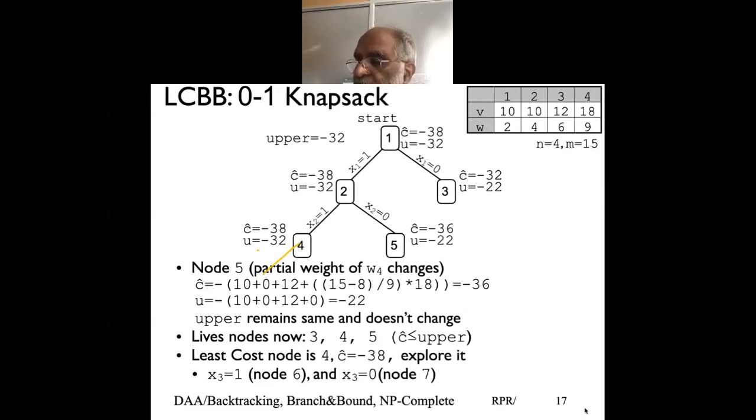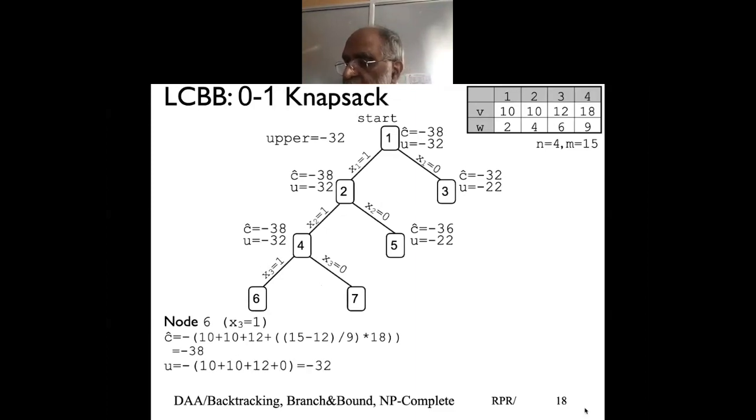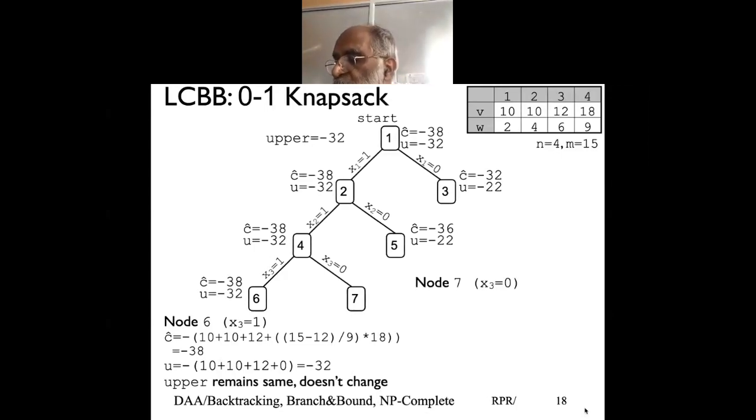x3 is equal to 1 or x3 is equal to 0, and compute the same way. As long as we keep going on the left side, this value remains the same because this reflects inclusion in the same order. For node 6, the value would remain the same, C hat as minus 38 and U is minus 32. Now can you tell me, for node 7, what would the value be for C hat and what would the value for U be?